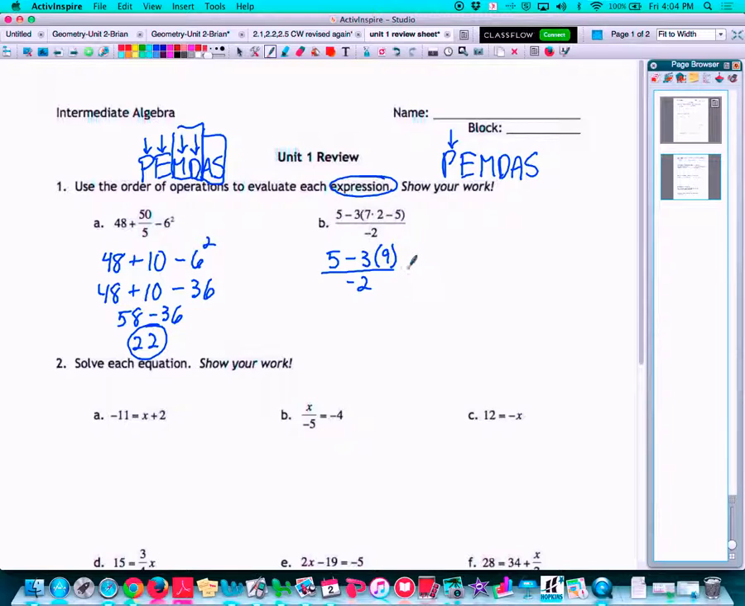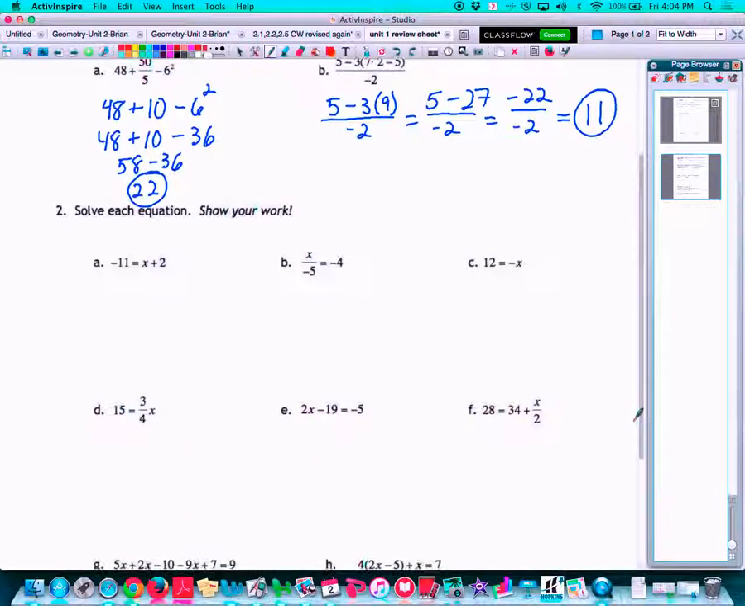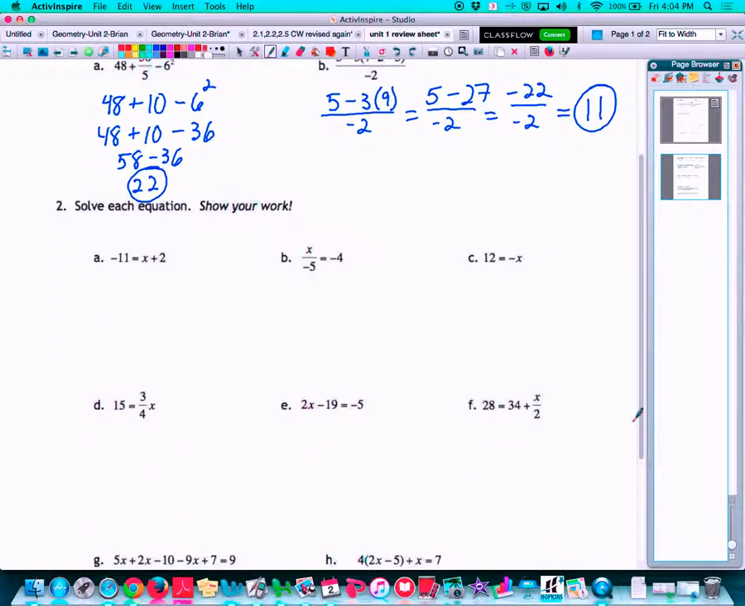All right, so that gives us 5 minus 27. 3 times 9 is 27, over negative 2. 5 minus 27 is negative 22, divided by negative 2. A negative divided by a negative is always a positive. So negative 22 divided by negative 2 is 11. So that's PEMDAS.